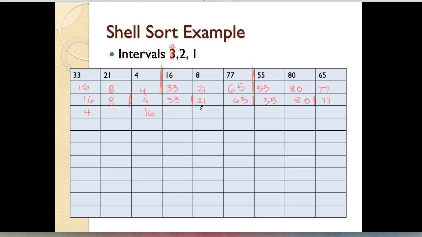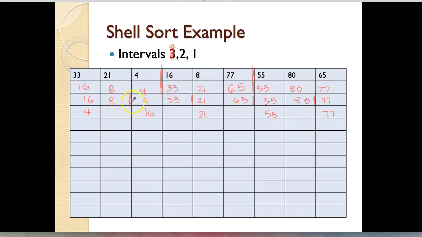So now I'm going to compare 21 with 55, and 21 is in the right spot. Okay, so now I go with 55 and 77, and 55 is in the right spot. Now, last but not least, 77 only has one element, but it goes and it is in place.